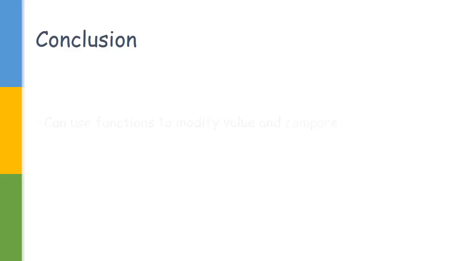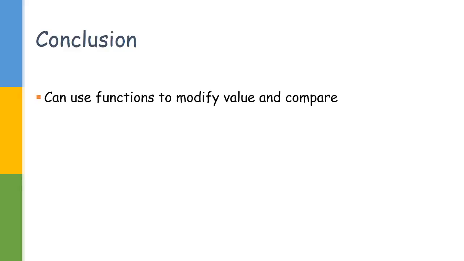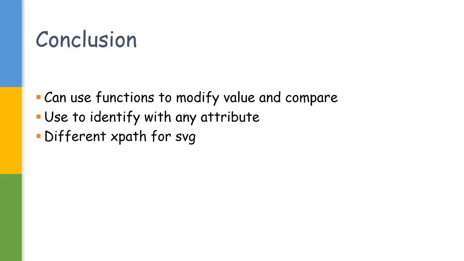Now let us conclude what we learned. We can use functions to modify the attribute and value pair. XPath is used to identify elements when we cannot directly identify by an ID or a name. So we use XPath to identify using some other attributes or other functionalities of the web element. The XPath will be different for SVG elements.